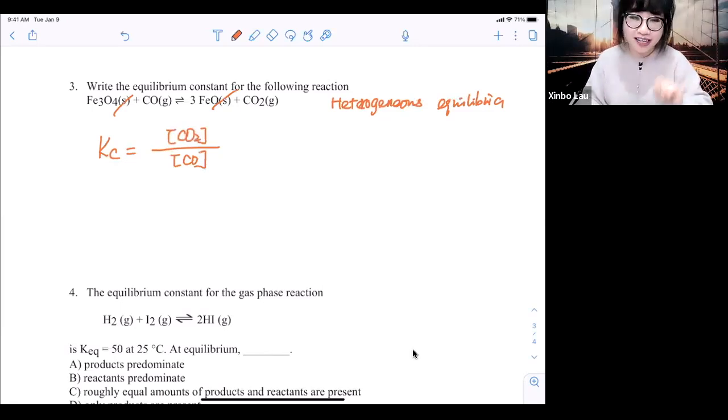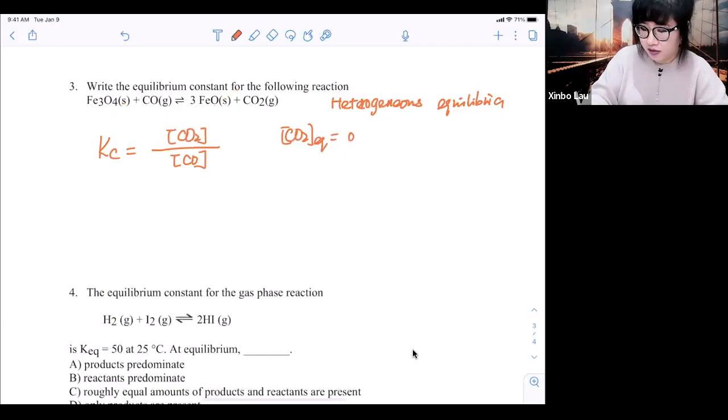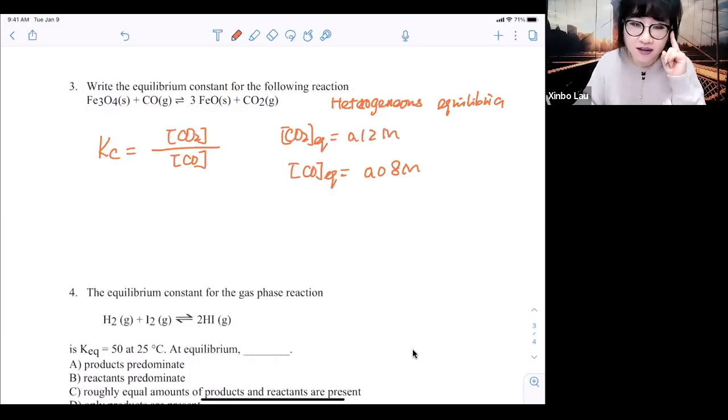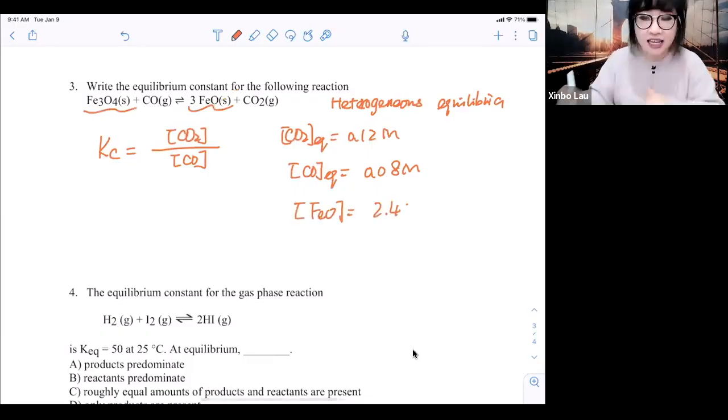Again, what if I give you more information? What if I said the concentration of CO2 at equilibrium is 0.12, whatever, and I give you some concentration of CO, and I ask you to calculate? So think about this: if you didn't recognize that solids are not involved, I can give you a number, say the concentration of iron oxide is something. I can be tricky like this. I give you that info. Are you even going to use it for the solid?